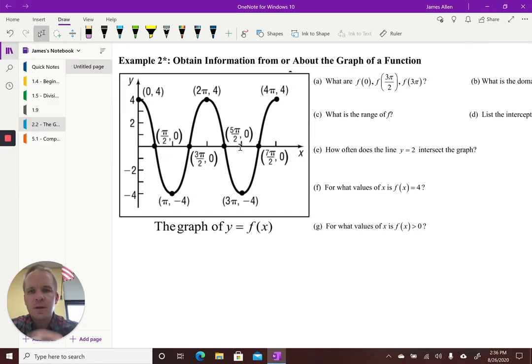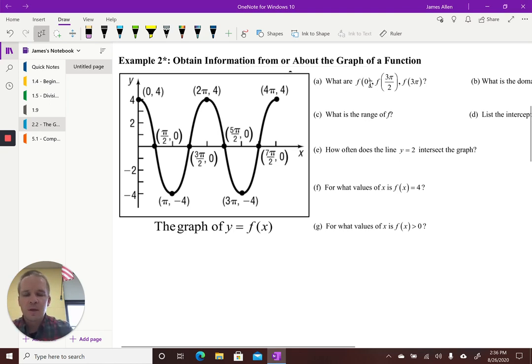All right, so for this one here, we've got a graph. Looks like a cosine or sine function, depending on where you're starting from. I said we're starting from here. We're thinking this is more of like a cosine function, and it's been vertically stretched. I like it. Anywho, what are f of 0, f of 3 pi over 2, and f of 3 pi? So we're just finding the values based on the graph. All right, we're going to do a bunch of different exercises with this, it looks like.